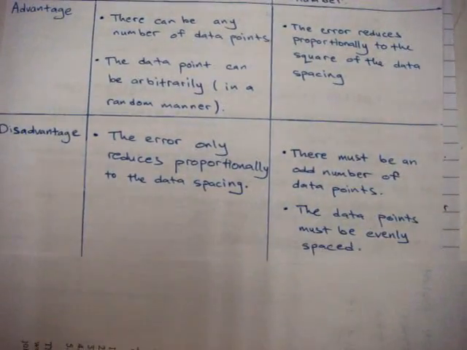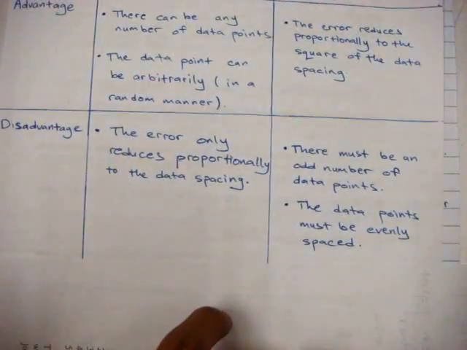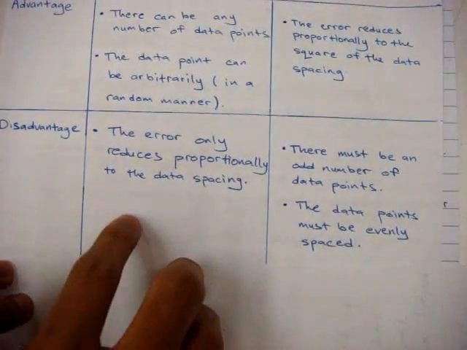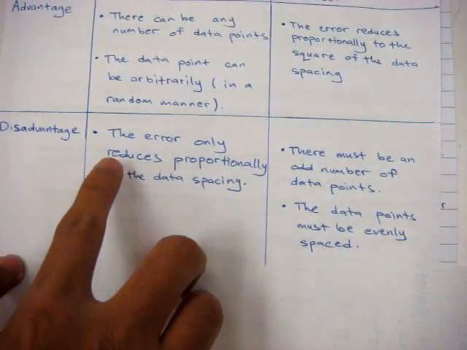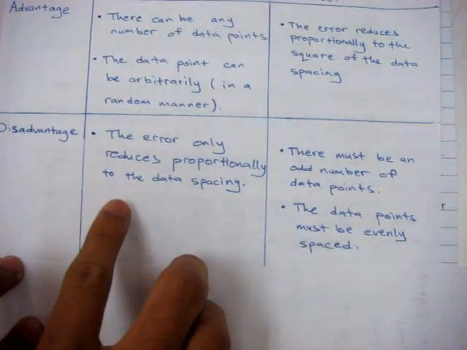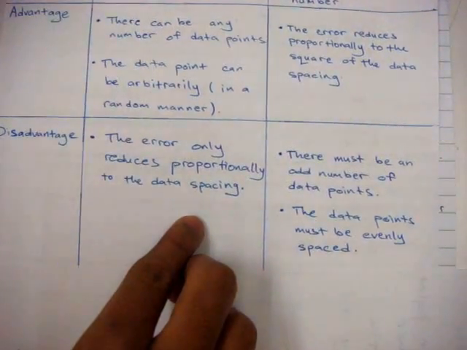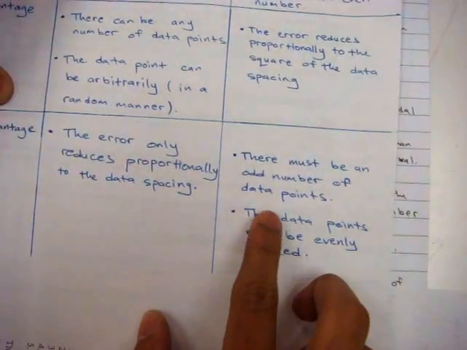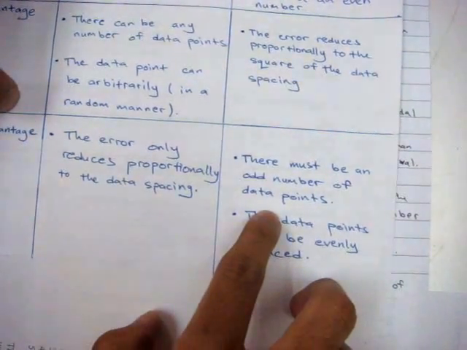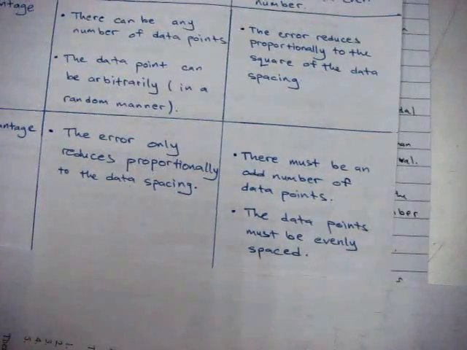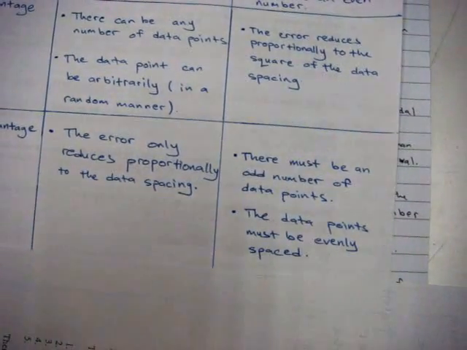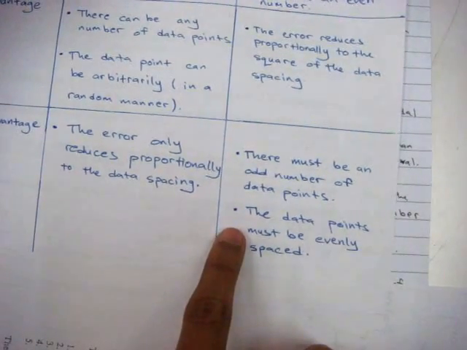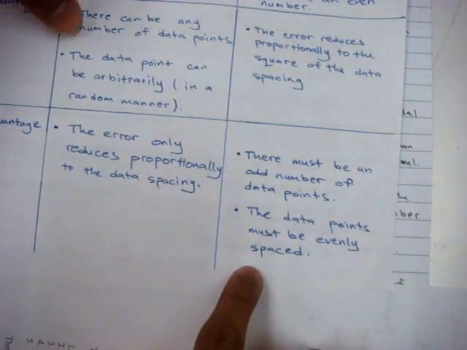Next, we will see the disadvantages of the two rules. For the trapezoidal rule, the disadvantage is that the error only reduces proportionally to the data spacing. And for the Simpson rule, there must be an odd number of data points, which is not the same as the number of strips. Secondly, the data points must be evenly spaced out.